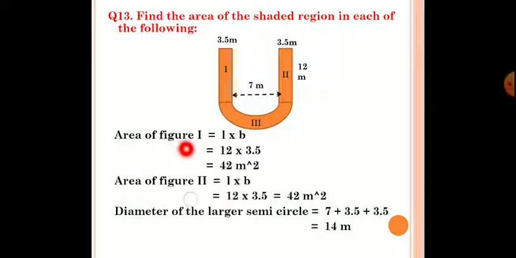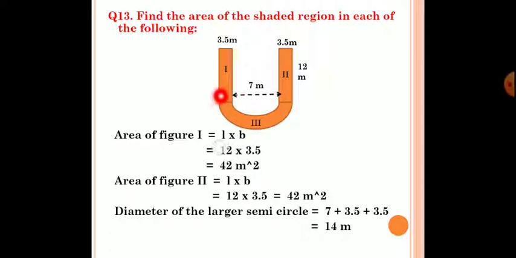Starting with the area of figure 1, that is length into breadth. Length is 12 and the breadth is 3.5. So 12 multiplied by 3.5 is 42 meters square. Area of figure 2, similarly, length into breadth. So 12 into 3.5, that is 42 meters square. Now for the third part.